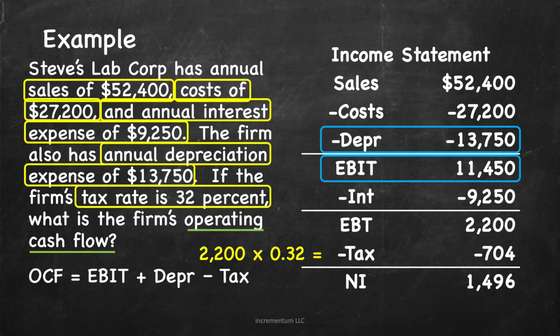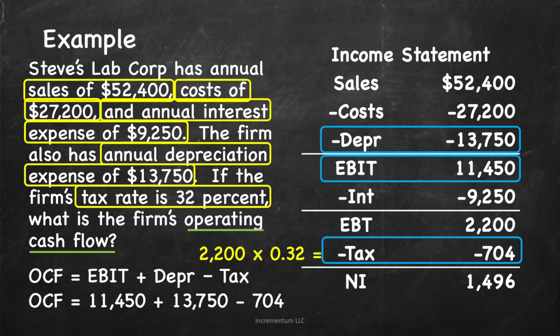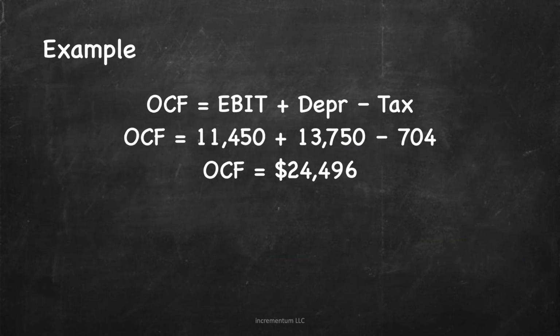depreciation minus taxes. So now we'll go ahead and fill those pieces into our operating cash flow equation. EBIT is $11,450 plus depreciation of $13,750 minus our taxes of $704. So operating cash flow comes to $24,496. And now we've answered our question.